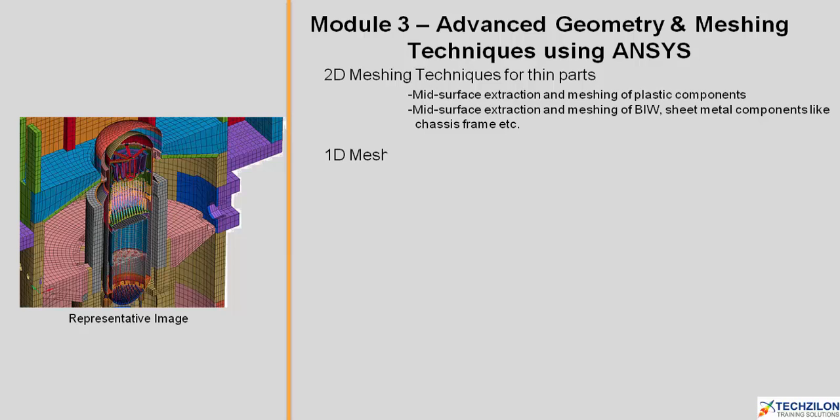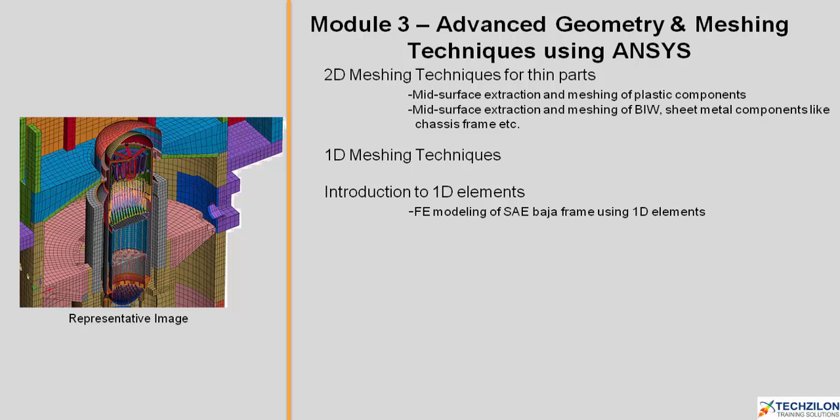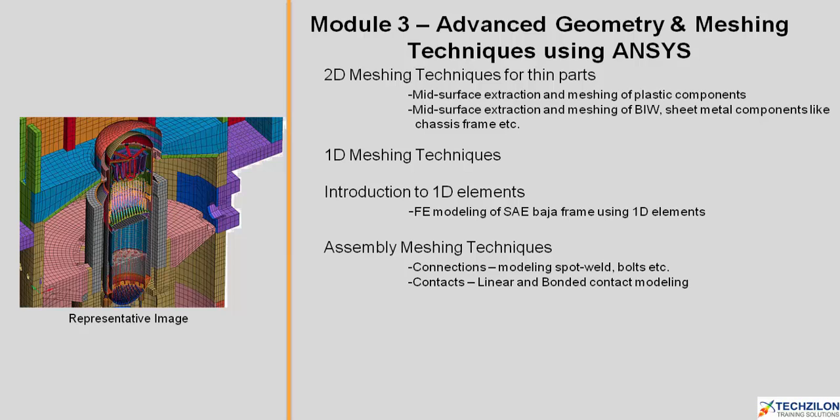We'll then move on to 1D meshing techniques, introduction to 1D elements, such as FE modeling of SAE Baja frame using 1D elements, assembly meshing techniques, under which you'll have connections such as modeling spot welds, bolts, etc., contacts, linear and bonded contact modeling, FE modeling of a shaft using text files.